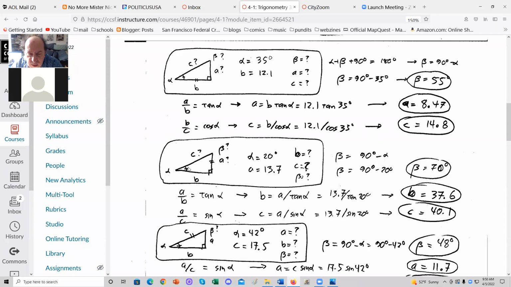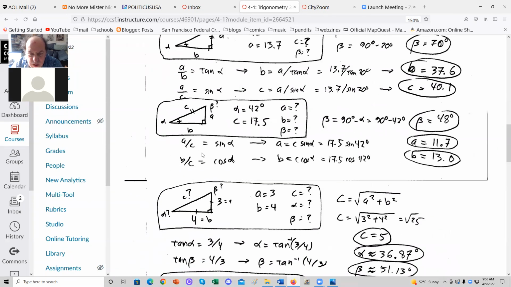Okay, now we have A and B, we want to find C. Well, A over C is sine alpha. So if we transpose the C and the sine alpha, you get C equals A divided by sine alpha. That's 13.7 divided by sine of 20 degrees. So C is about 40.1.